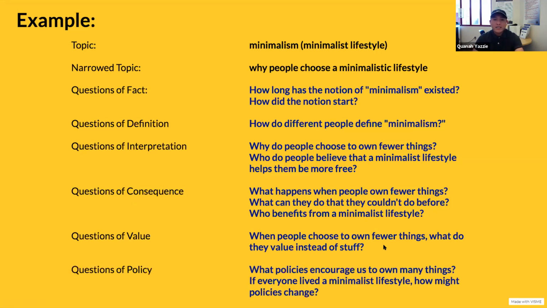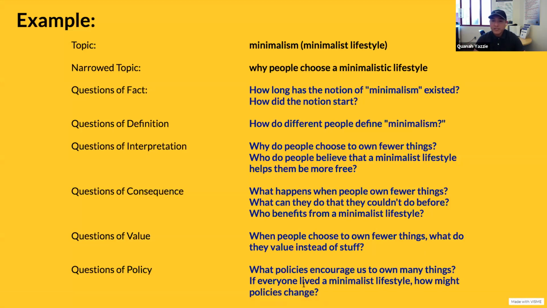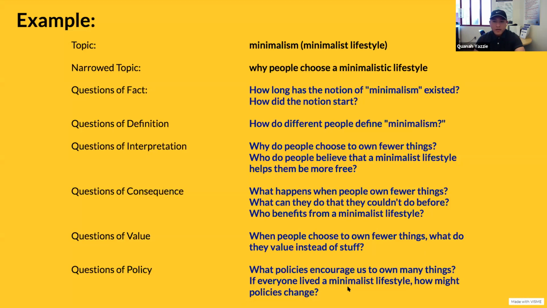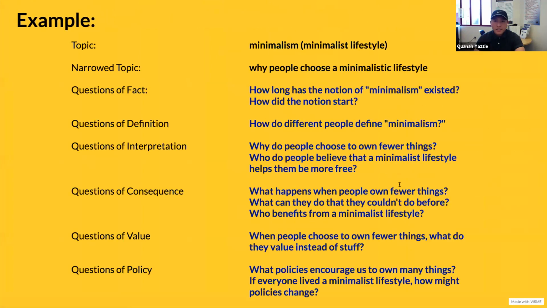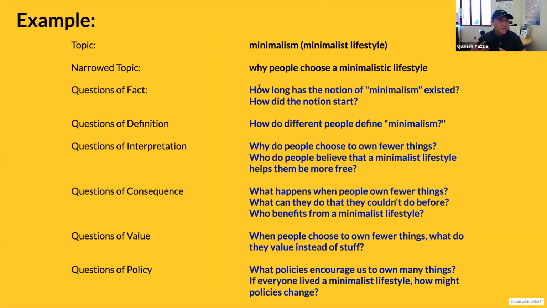And then questions of policy: what policies encourage us to own many things? And again, the questions of policy is going back to where we're starting to find that solution. What solutions can we offer? So this is where we begin to question things like, if everyone lived this minimalistic lifestyle, how might policies change? So now we're questioning different solutions. So using these questions here, these are starting points into what we can actually talk about.